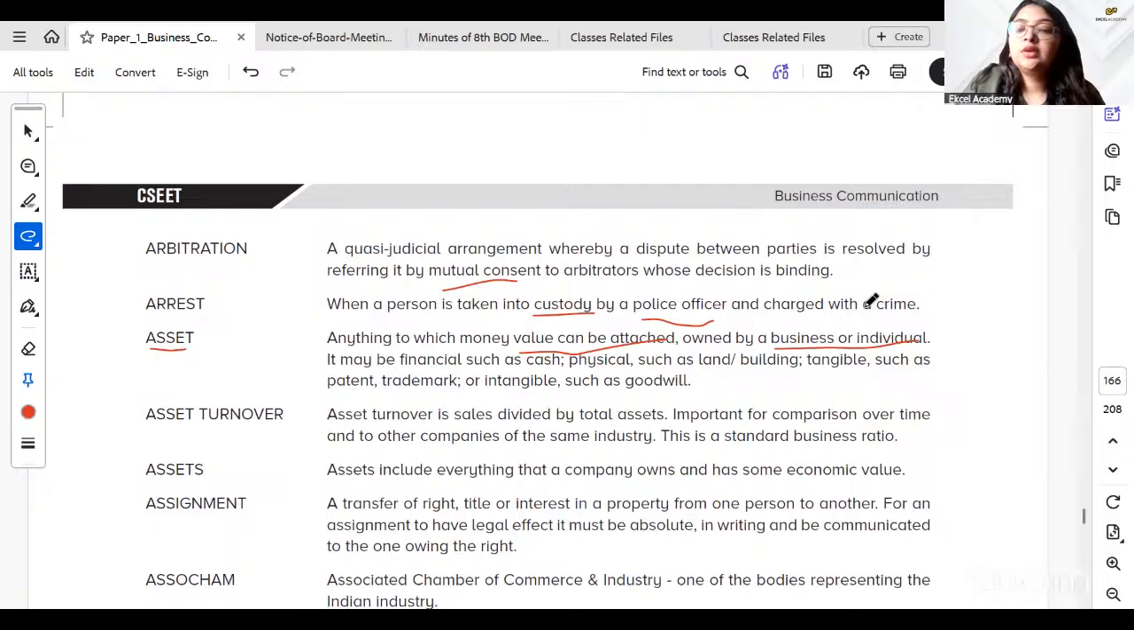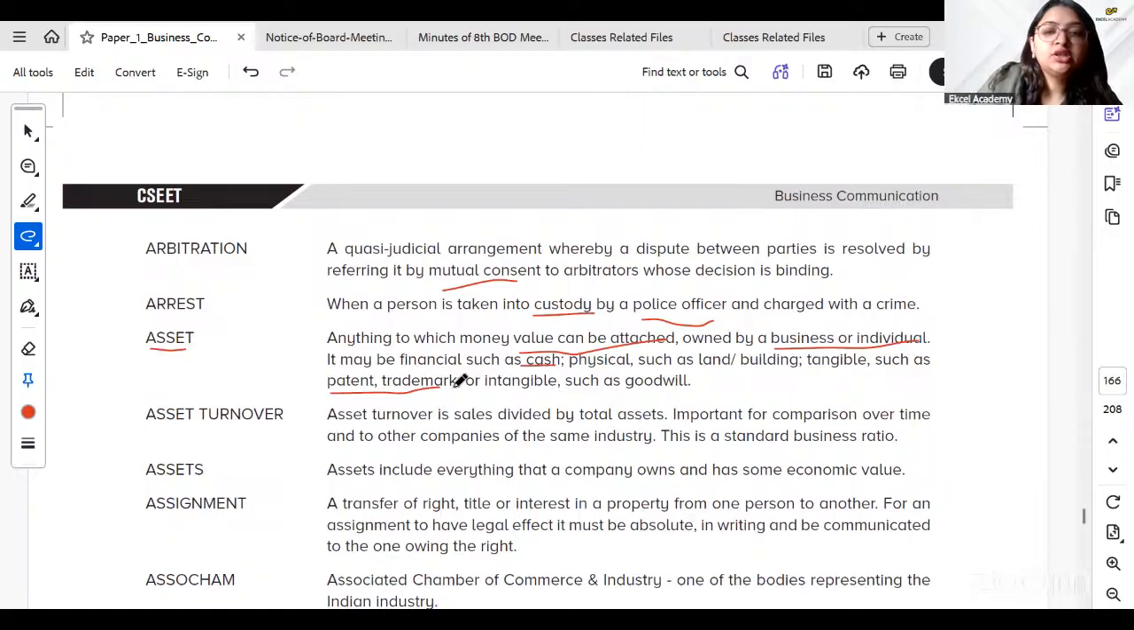If it's an individual, it is the examples that we just understood. If it's your business, it will be your, say, machinery. It will be your cars that are used for your business purposes. It could be the inventory that you have as a business. That will be your asset. It may be financial, such as cash. Physical, such as land or building. Tangible, such as your patent or trademark, and intangible, such as goodwill.